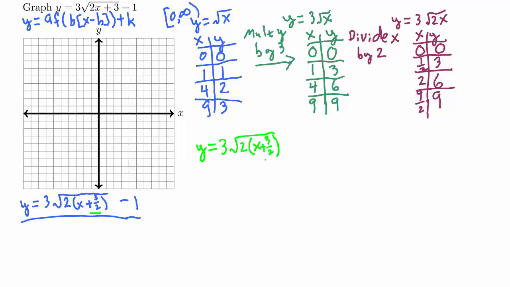So this positive 3/2 is on the inside of the radical. Because it's inside the radical, that means it's affecting the x value, which means I do the opposite of what it says. Therefore, I need to subtract, because it says add, 3/2 from, and because it's on the inside, it's affecting the x value, which gives me a new xy table.